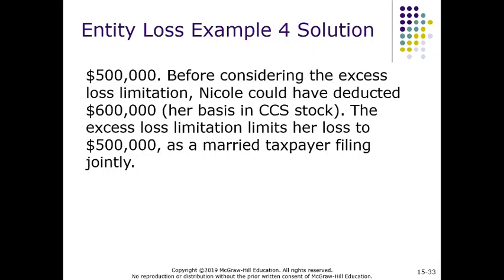And so that's this $500,000 limit of excess loss limitation. And she can use all that excess loss limitation since her basis in the stock is more than the $500,000. If it was less, she would be limited to her basis. Now, the fact that she's married filing jointly, she can use $500,000. If she was single or married filing separately, she'd only use $250,000 of that loss.